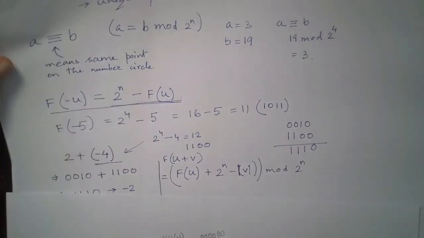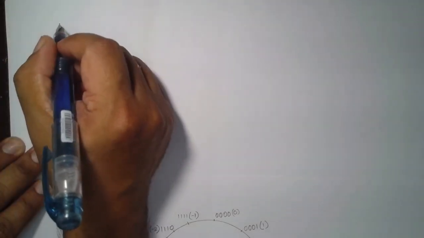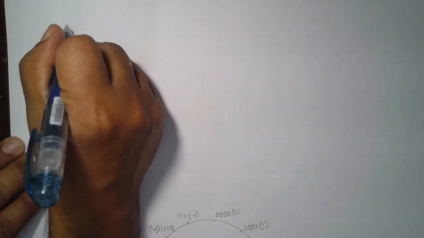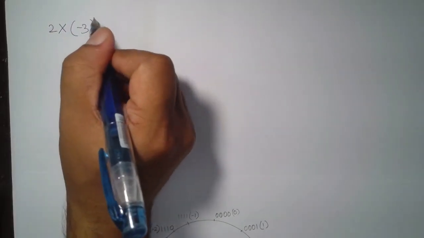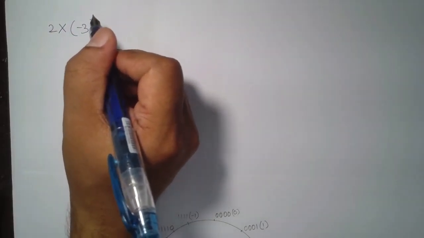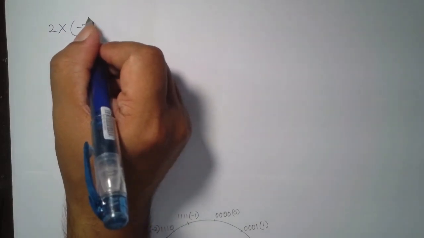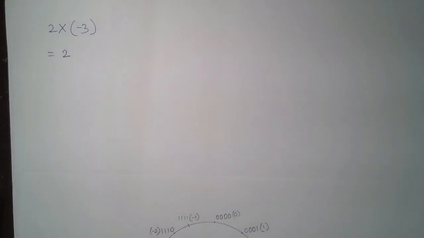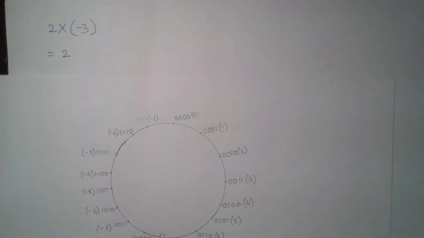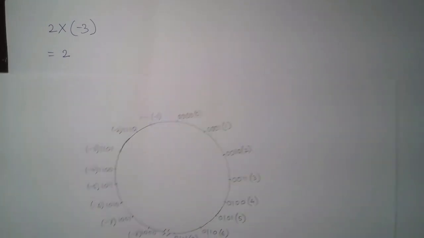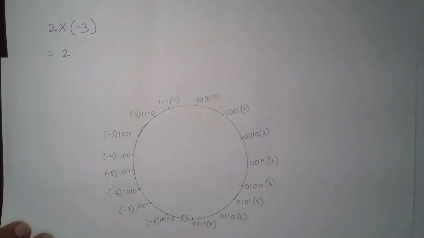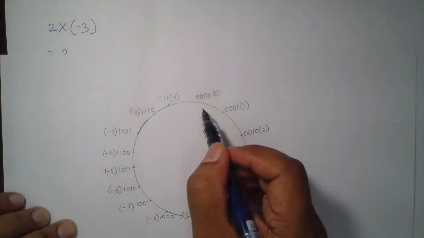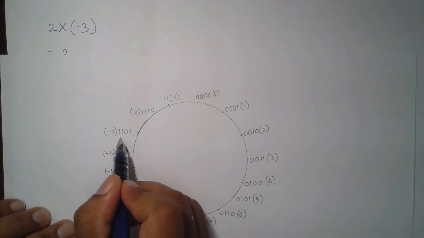Similarly, you can also do some quick checks. Will it hold for multiplication? So take this example: 2 multiplied by minus 3. For this multiplication, we have 2 represented as 2. What is the representation of minus 3 in the number circle? I am just doing it quickly, so you can verify it. Minus 3 in the number circle is represented as 1101.